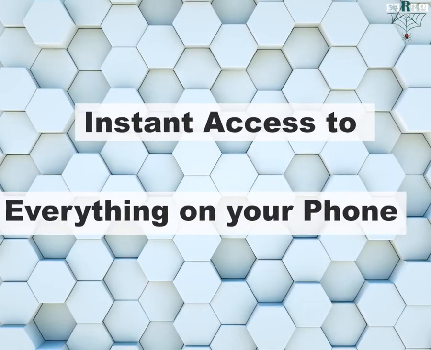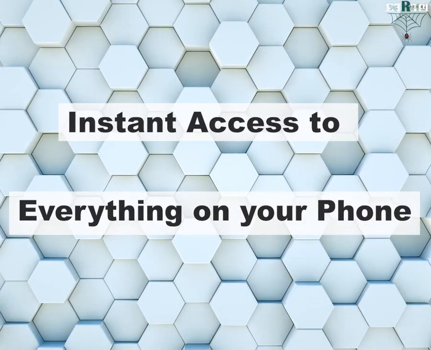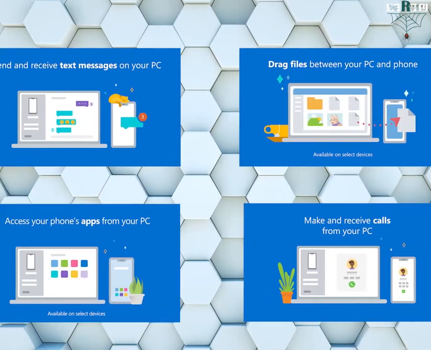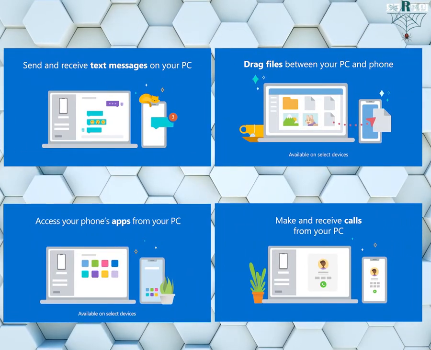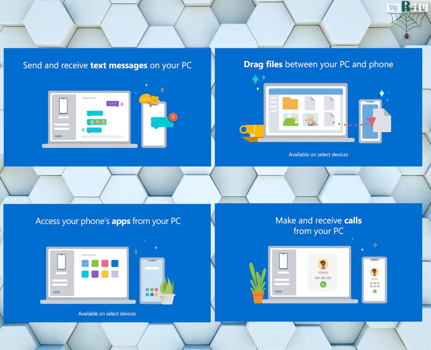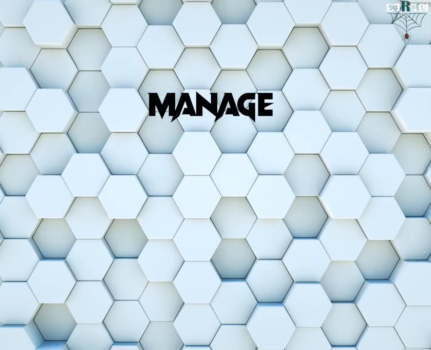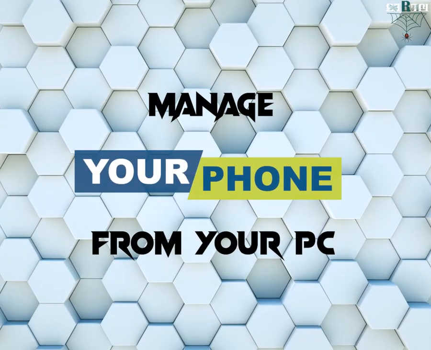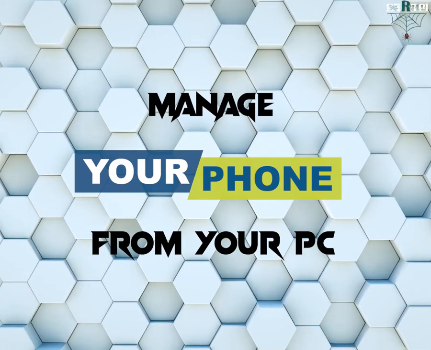It will be nice if you have instant access to everything you love on your phone, right? Well, your PC app in Windows 10 does exactly the same for you. Link your Android or iPhone with your PC to view and reply to messages, make and receive calls and more, all right on your PC. Let's see how to do it.